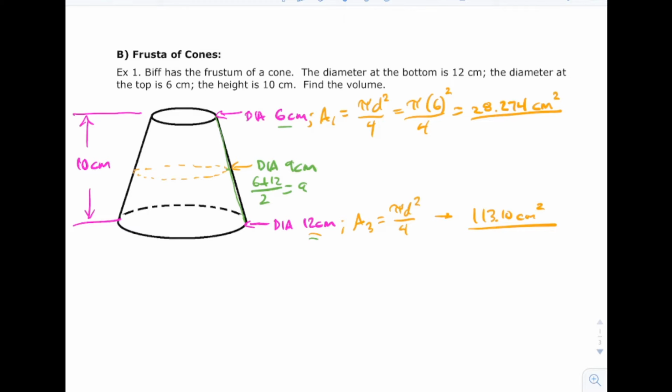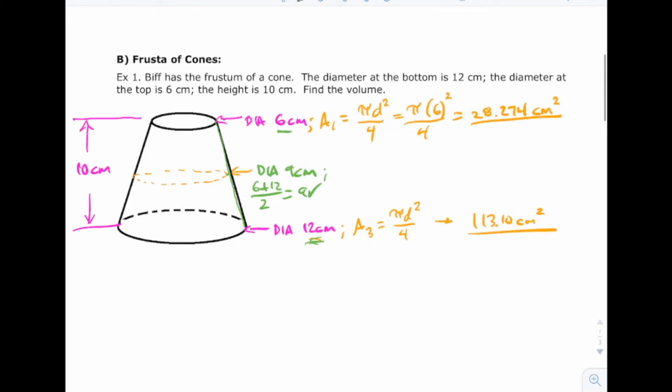So as long as you have a nice straight edge, you can just take the average of this upper diameter and lower diameter. The average is 9 centimeters. I can use 9 centimeters in my formula here to get what I get. I got 63.617 centimeters squared.